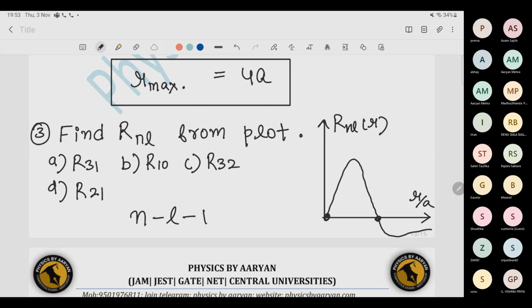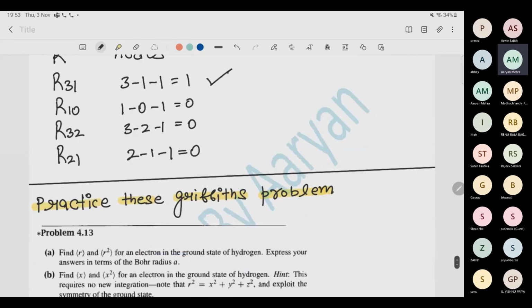One. Always remember, we have to consider the nodes between 0 and infinity. We do not need to consider 0 or infinity. So in between there is only one node. Which of these 4 satisfies that? Very quick. Option A, 3 1, because 3 minus 1 is 1. All others will give you 0. So option A is correct.